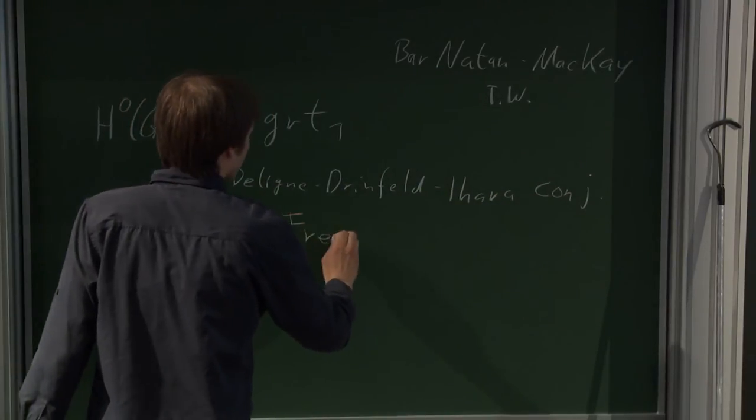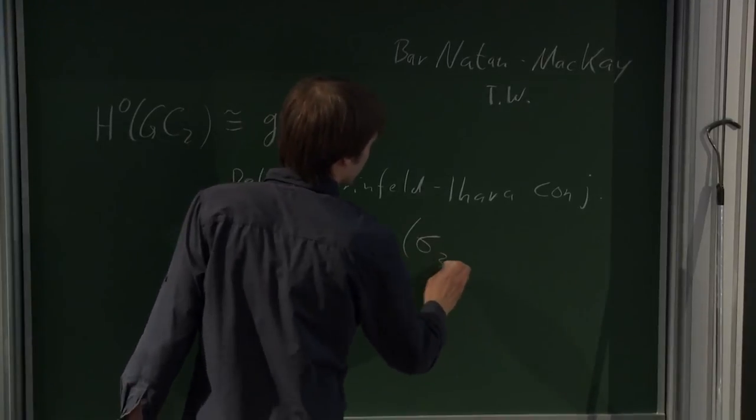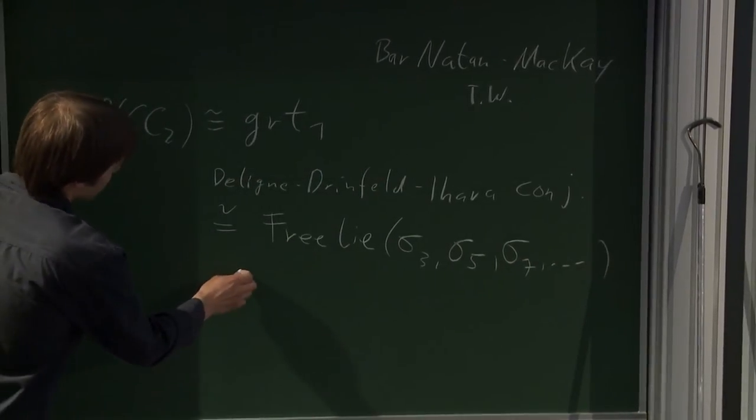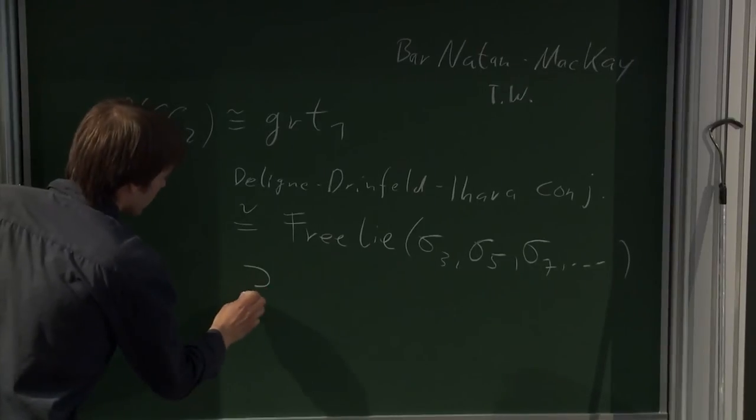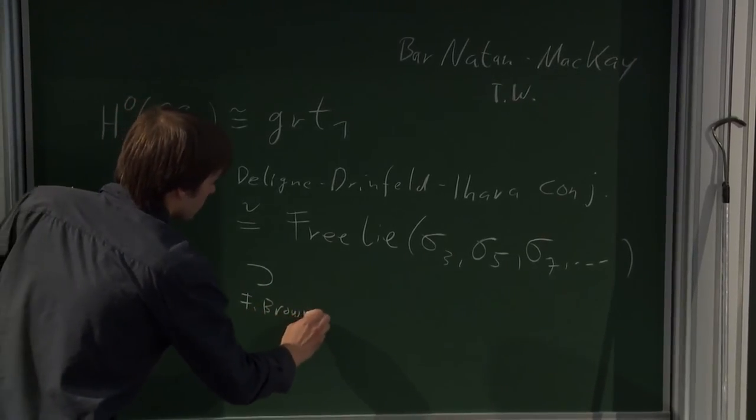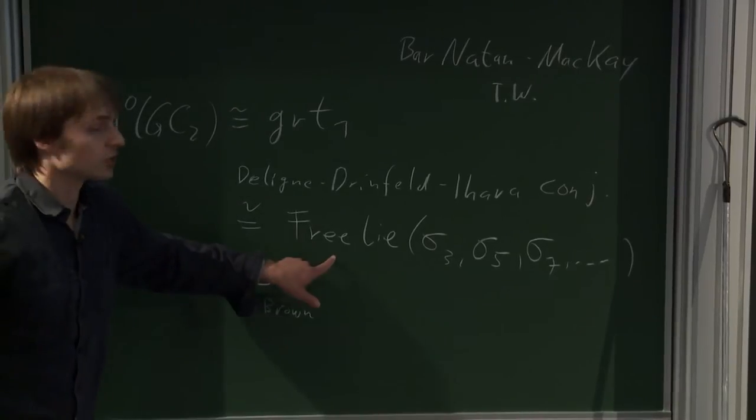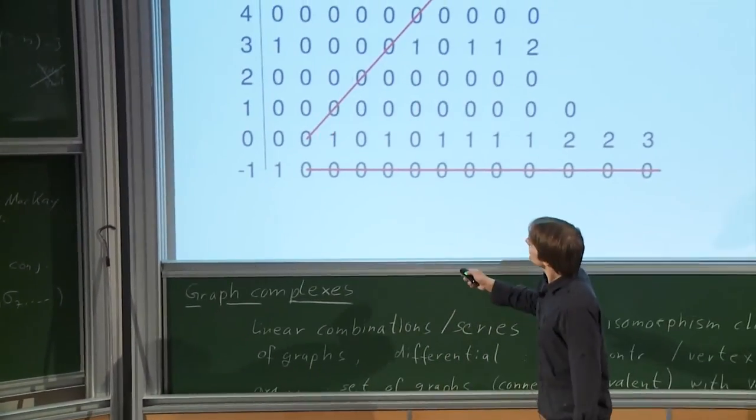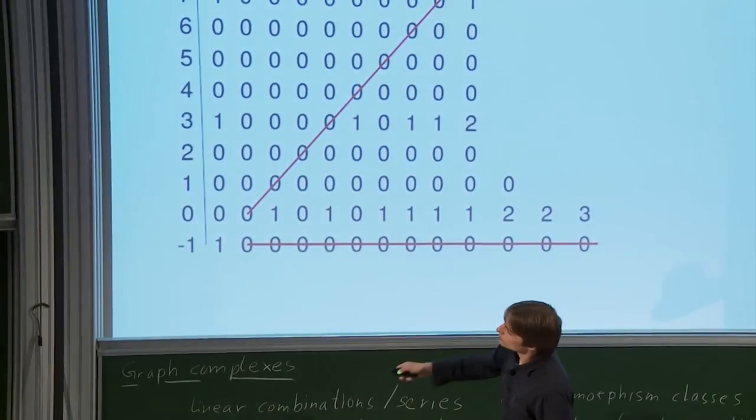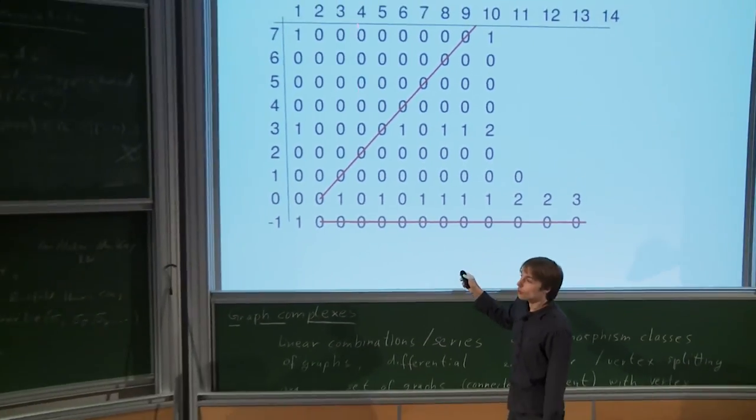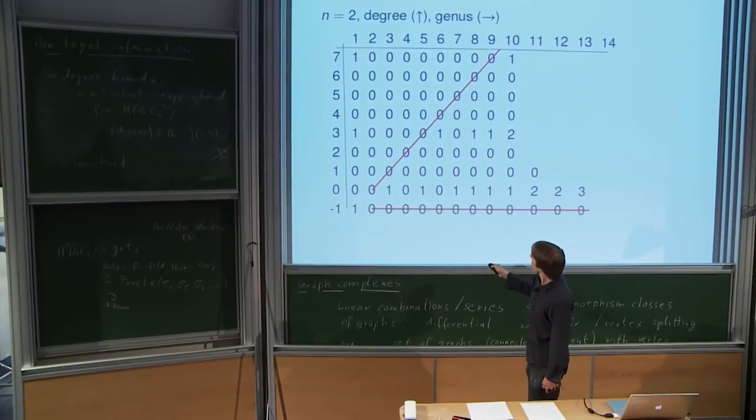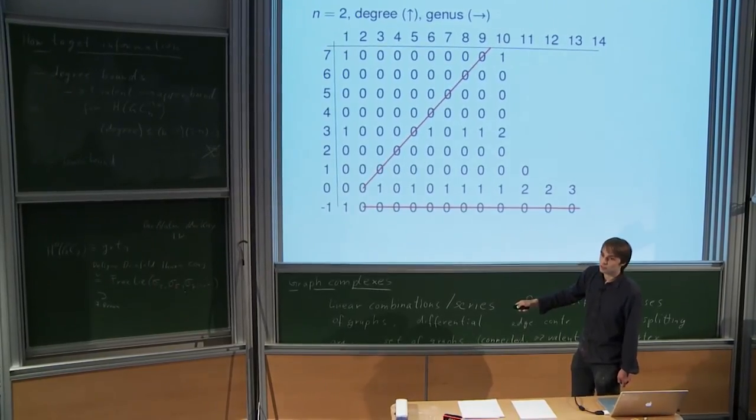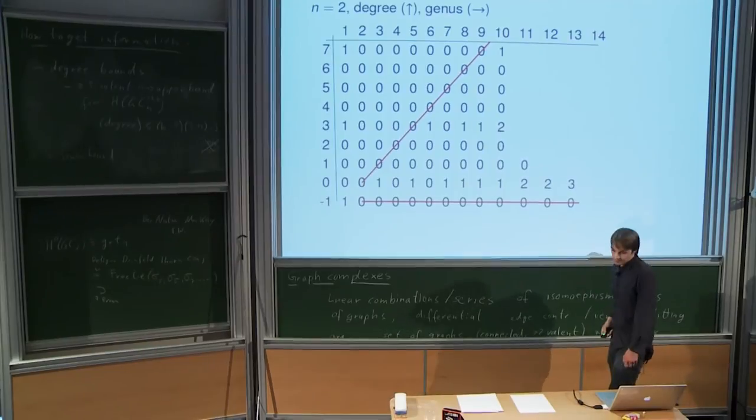It's supposed to be the completion of a free Lie algebra in generators sigma 3, sigma 5, sigma 7, and so on. And there was a very remarkable theorem due to Francis Brown, who recently showed one half of this conjecture, that GRT at least contains this. And if you look at this line over here, so here there's sigma 3. The number here coincides with the loop order. So this is sigma 3, sigma 5, here's sigma 7. Then you can make a bracket, sigma 3, sigma 5 is of loop order 8. So it lives here, and so on.